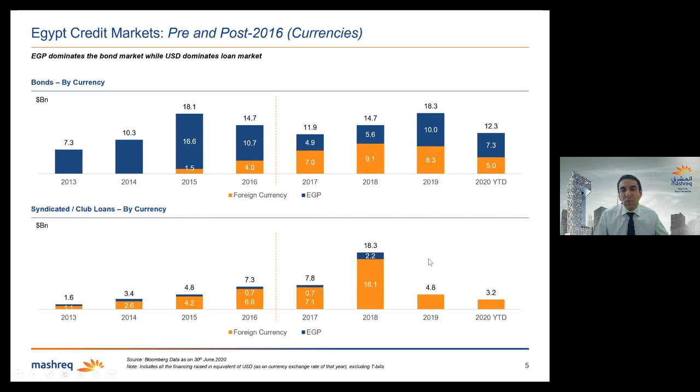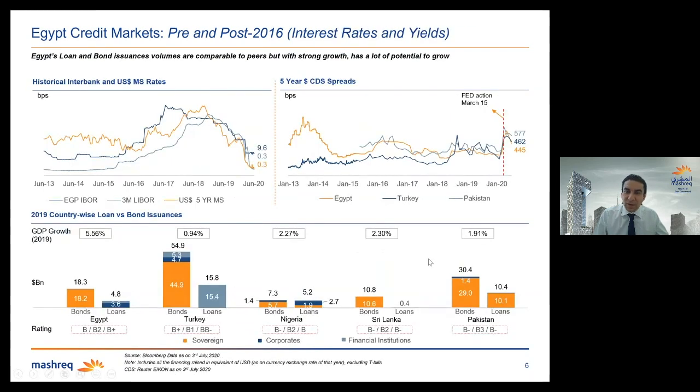The next slide will talk more about yields and interest rates, still over the same time period of 2013 until 2020. The top left chart shows the strength of the local currency rate at 15%. So this has been clearly driving the carry traders into the market. Most of the T-bills in local currency are attracting a lot of the carry trade. The Egyptian pound has been resilient against the dollar. The currency has actually appreciated over the last few years.